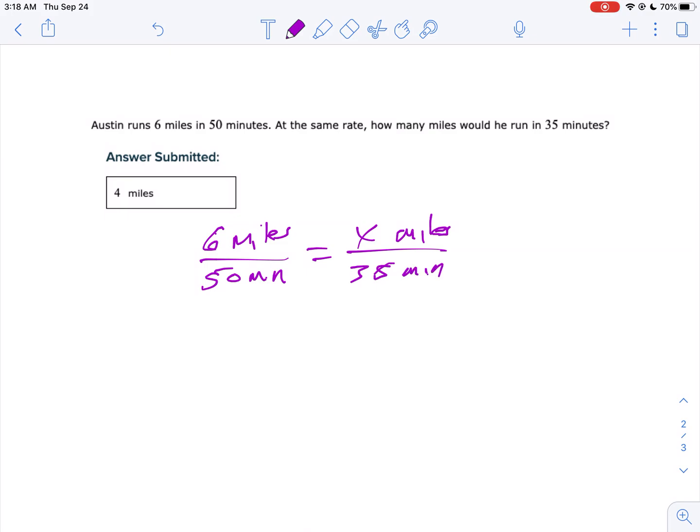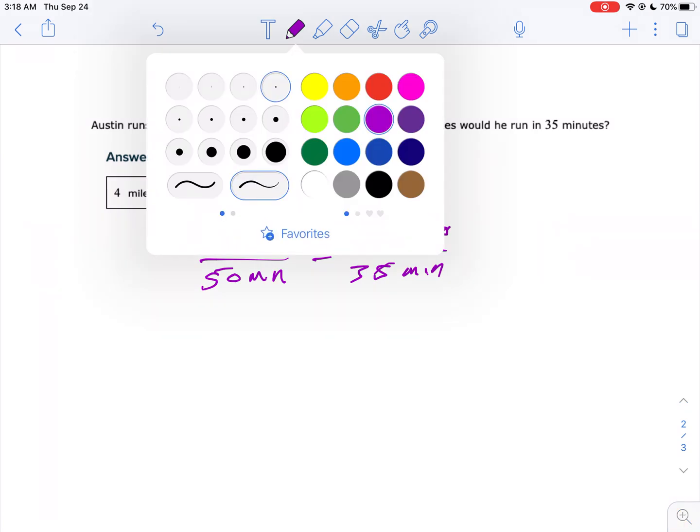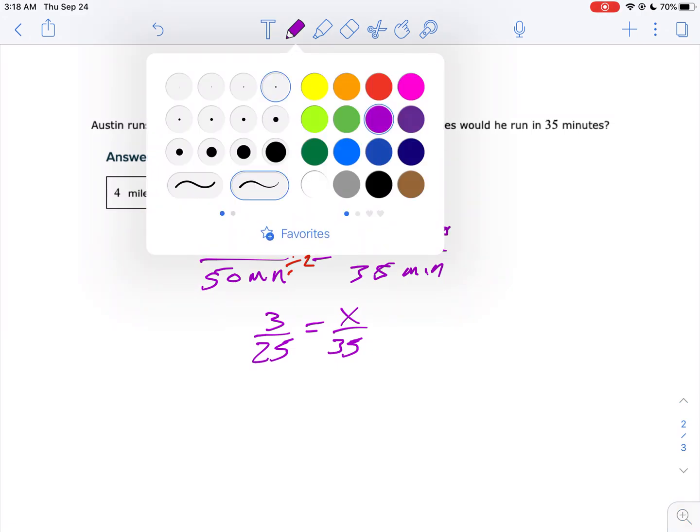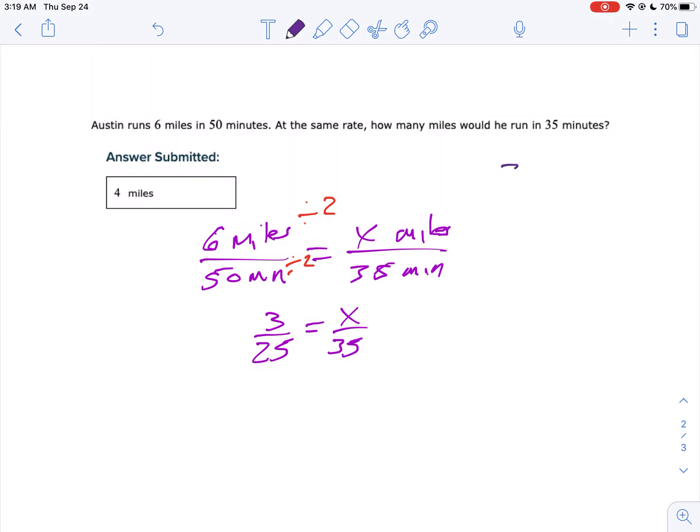Now, the first thing I know, 6 and 50 can reduce. I'm going to divide both of those by 2. So then we're going to get 3 miles in 25 minutes. And then he's going to run x miles in 35 minutes. Now, just like the last problem, I'm going to clear my fractions. Least common multiple between 25 and 35. Let's do a little review of how you find the least common multiple between 25 and 35. I write 25 and 35.